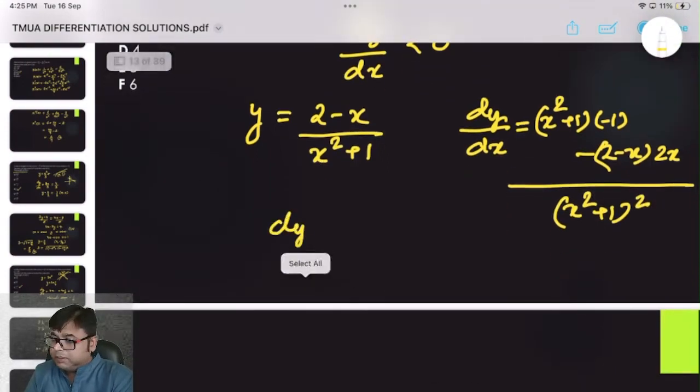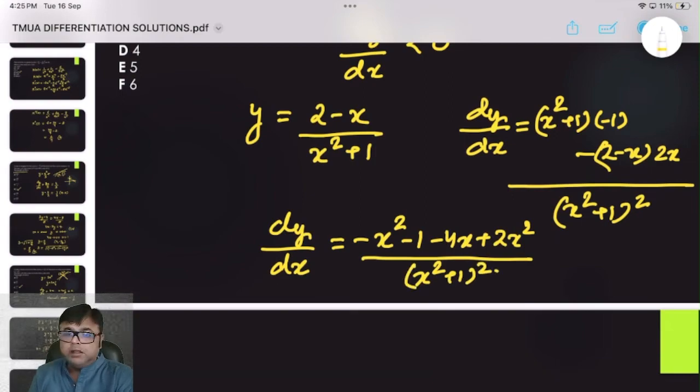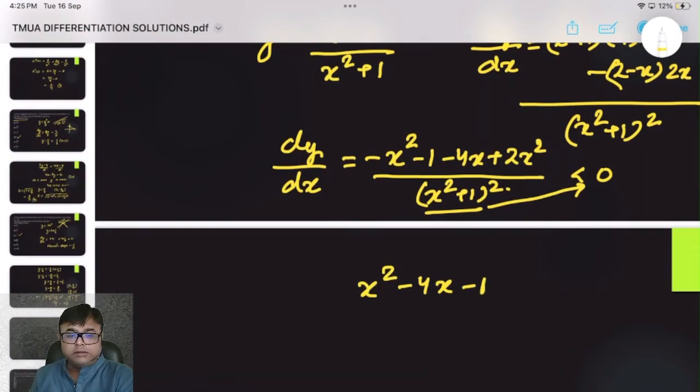So finally what I will get is dy by dx is equal to minus x square minus 1 minus 4x plus 2x square upon (x square plus 1) whole square. Now for decreasing, I need to put it less than 0. Since I can cross multiply, since the denominator is already positive, I'll get x square minus 4x minus 1 is less than 0.